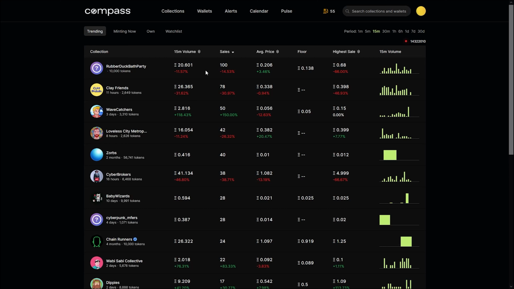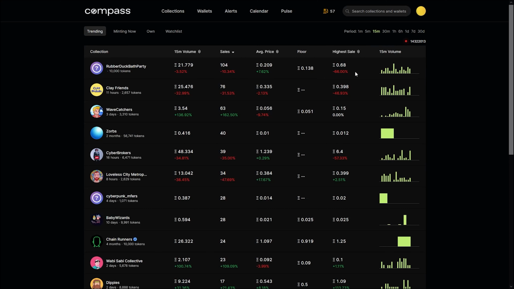Next is the amount of sales in the given period that you have selected. This is the average price that the NFTs are selling for based on the period you have selected. This is the current floor price of the collection. This is the highest sale that has occurred during the period that you have selected. And this is a bar graph, displaying the volume distribution in the current period.